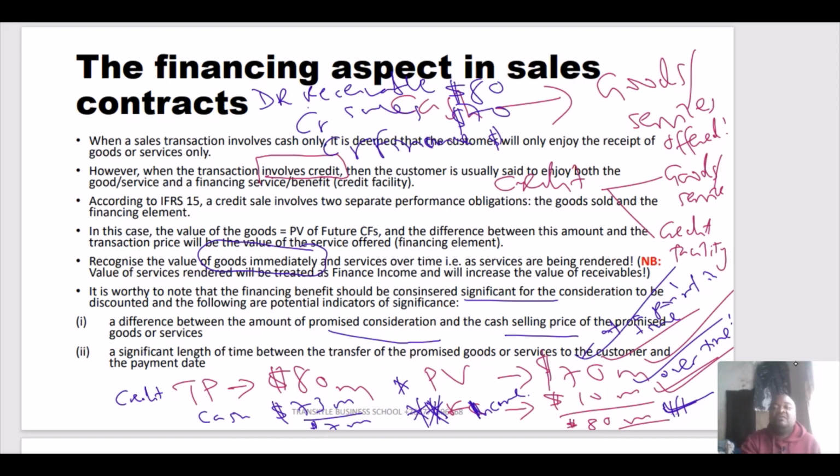Okay, so finance income 10 million. So we are having two credits. The sales are going to be on the online, and then the finance income on its own line.